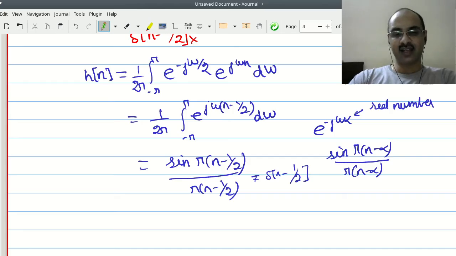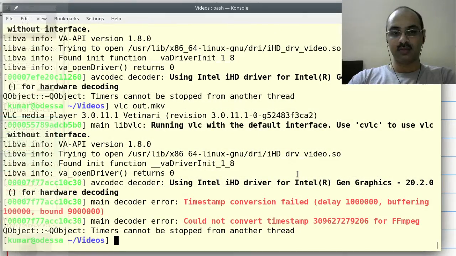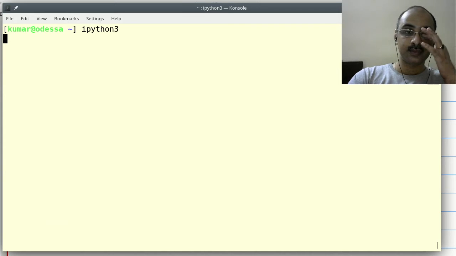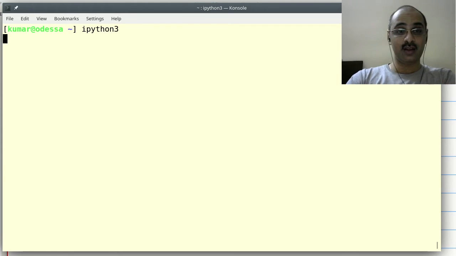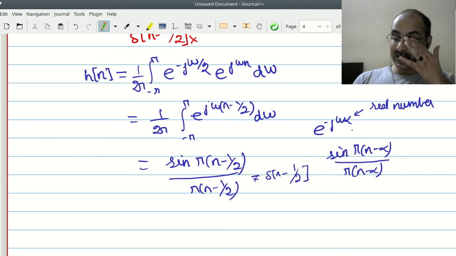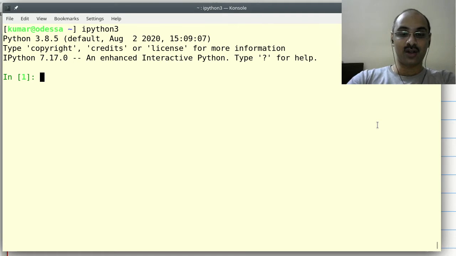Let us directly try to plot it. Let's actually just open Python. Okay, just 1 second, and try to plot it. So while we are at it, notice that if alpha is an integer, then it becomes very easy. If alpha is an integer, this just collapses to delta of n minus alpha. The problem arises only when alpha is not an integer.